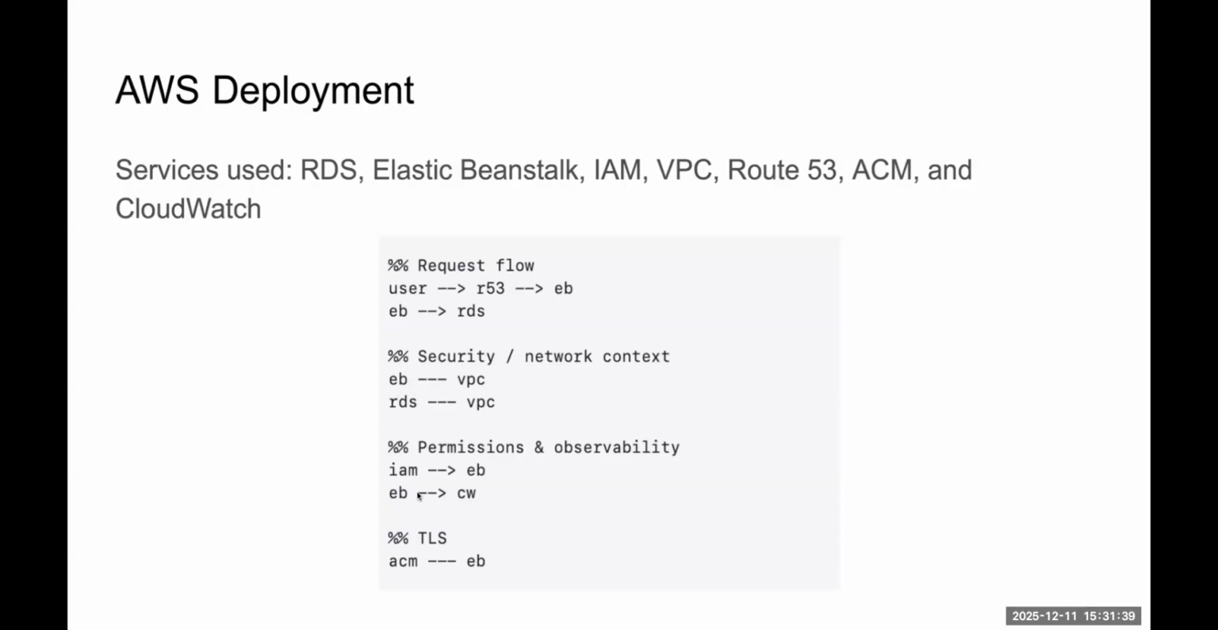And here are all the permissions which I gave the EB to bring up all the services in the background, like S3 and EC2 for EB to run. And the EB also sends the logs to CloudWatch here.